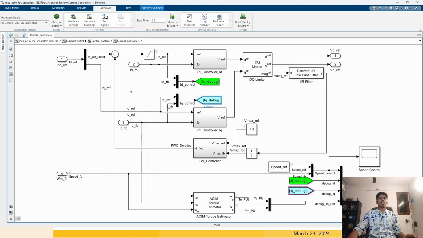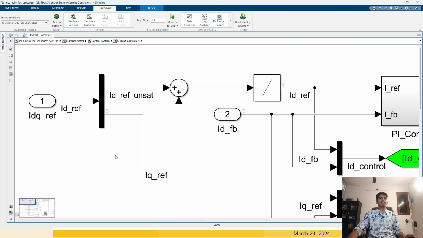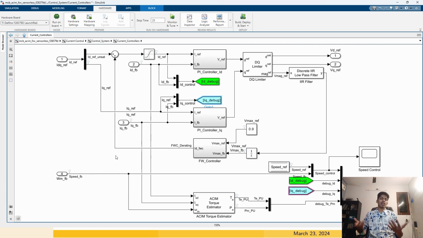So let's go into the current controller. You can see the reference current. In a PI controller, regularly what we do is feed the reference current and feed the actual currents. The difference of those gives the error, how much error there is.